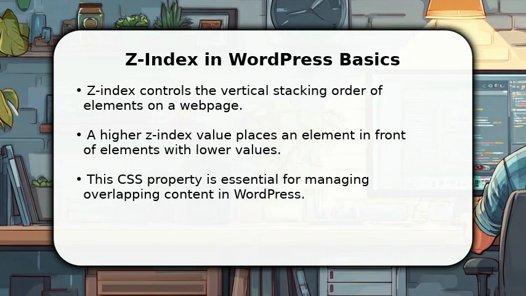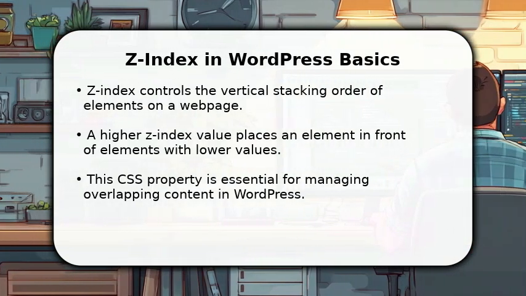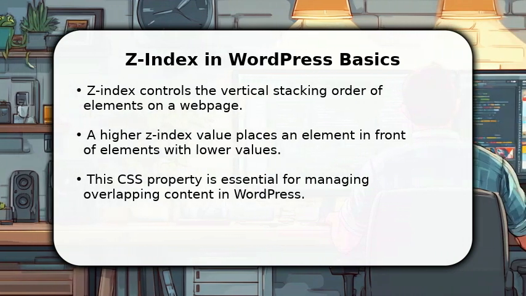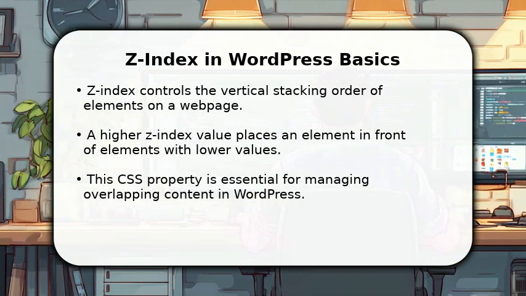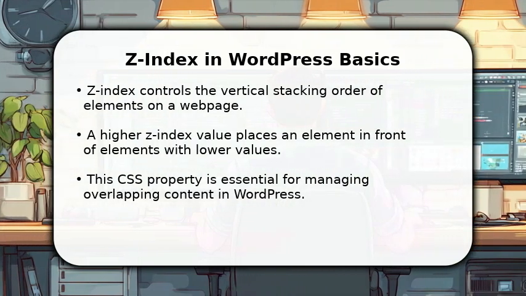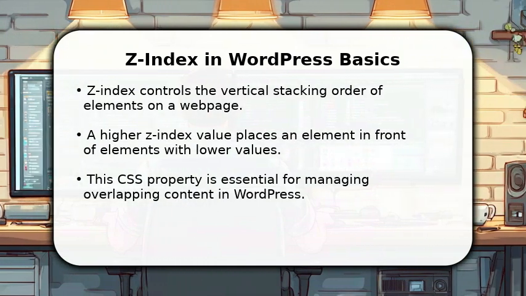In this video, I will explain how to use Z-index in WordPress. Z-index is a powerful CSS property that dictates the stacking order of elements on your web page. Think of it like layers in a graphic design program. Elements with a higher Z-index value will appear on top of those with lower values.